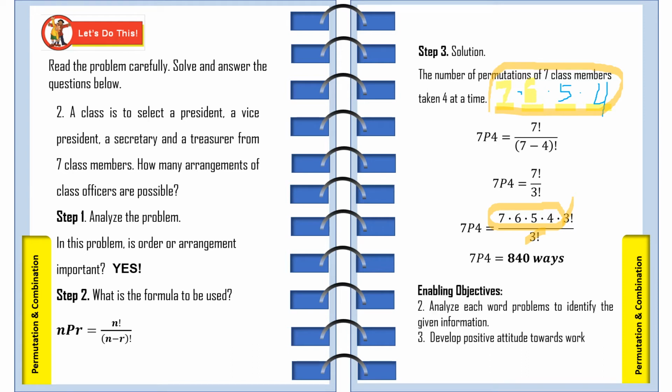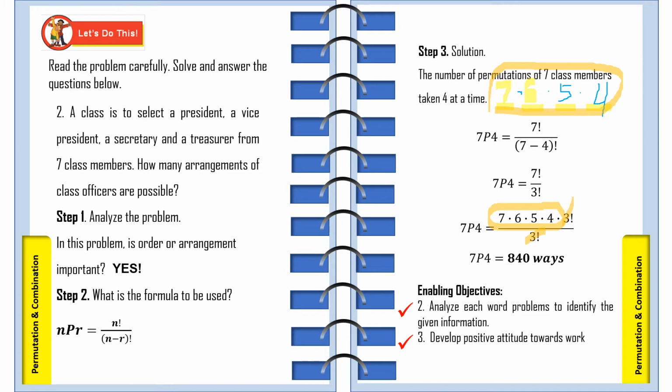So again, if you were able to answer this, congratulations, you have achieved our last two enabling objectives. This is how you analyze each word problem to identify the given information and to develop a positive attitude towards work. So you need to be positive and always think that every problem has a solution. That's why you can solve it. What you need is to study the problem carefully. So that's how we solve problems on permutation and combination. Congrats for making it this far.